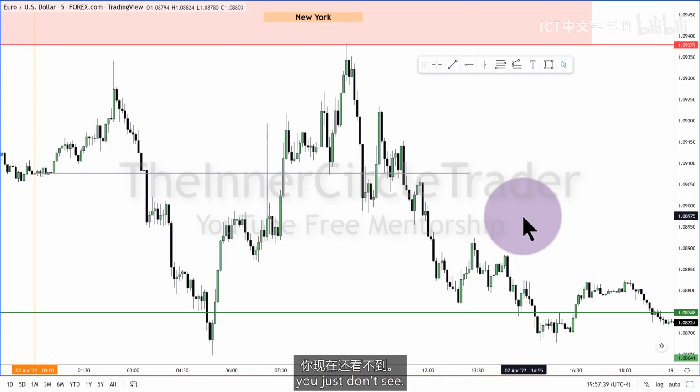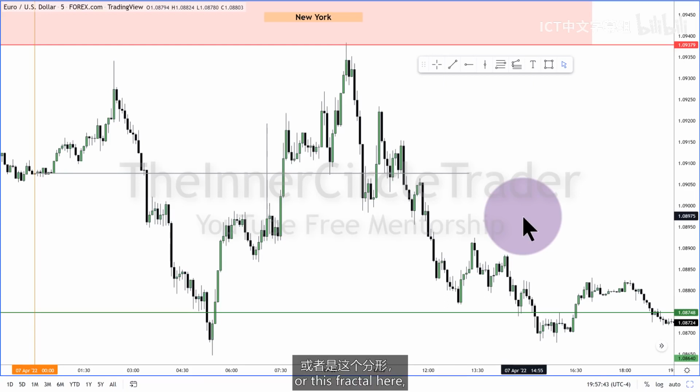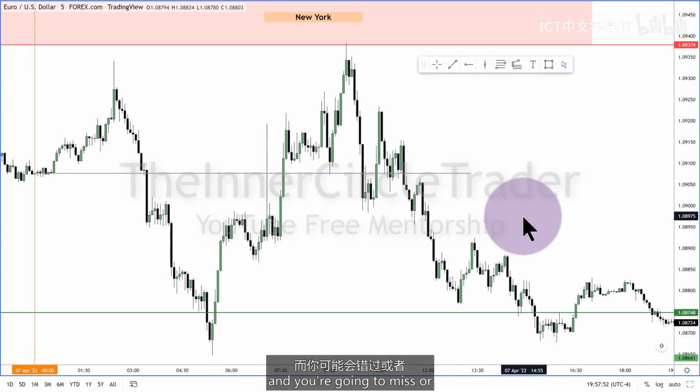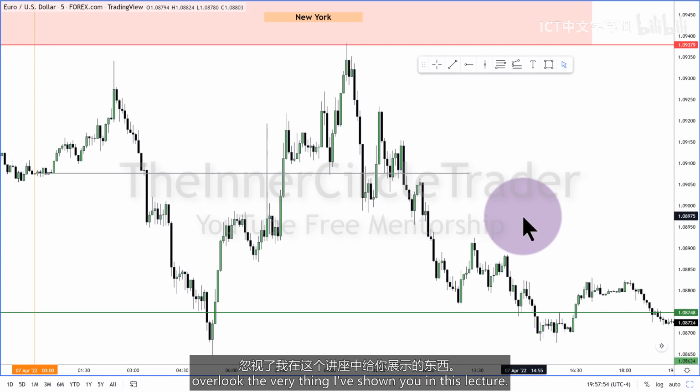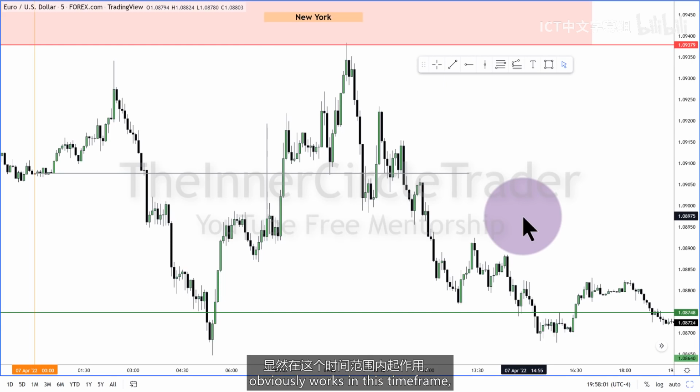And you'll be able to see a lot more setups that you just don't see now. Like, there are several opportunities in this time frame, or this fractal here, on a 5-minute chart. There are lots of little trades in here. I'm not going to go through and pick them all out because this is going to create 1,000 different questions, and you're going to miss or overlook the very thing I've shown you in this lecture. But this is a model that obviously works in this time frame, in this pair. It's in Forex. It's not highly specific only to futures.